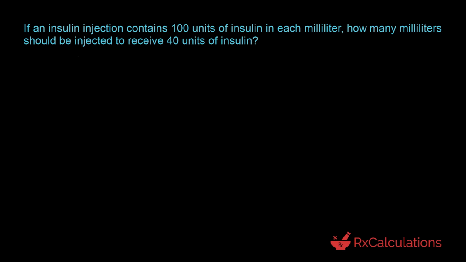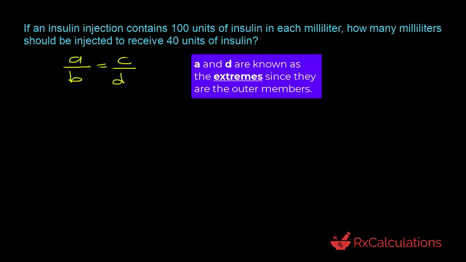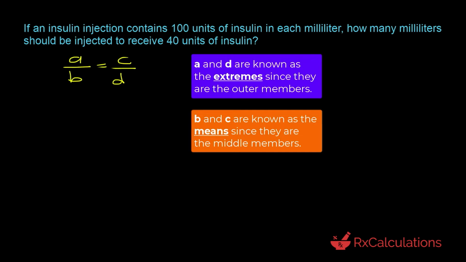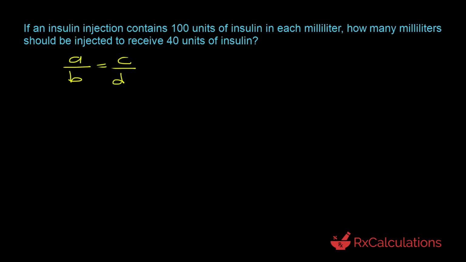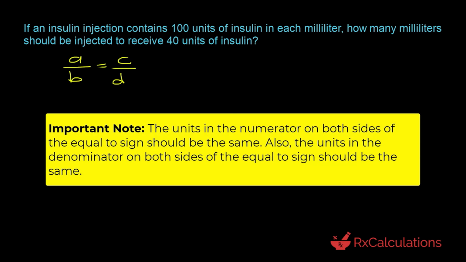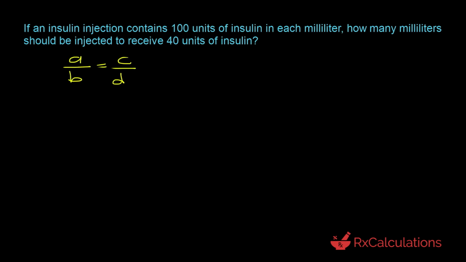And just to recall, the proportion is typically written as A over B equals C over D, where A and D are the extremes because they are the outer members, and then B and C are known as means because they are the middle members. Now, whenever you set up a proportion, it doesn't really matter what goes into the numerator or the denominator. But what is really important is that on both sides of the equal to sign, you should have the same units in the numerator and the same units in the denominator. So let's proceed with the solution.